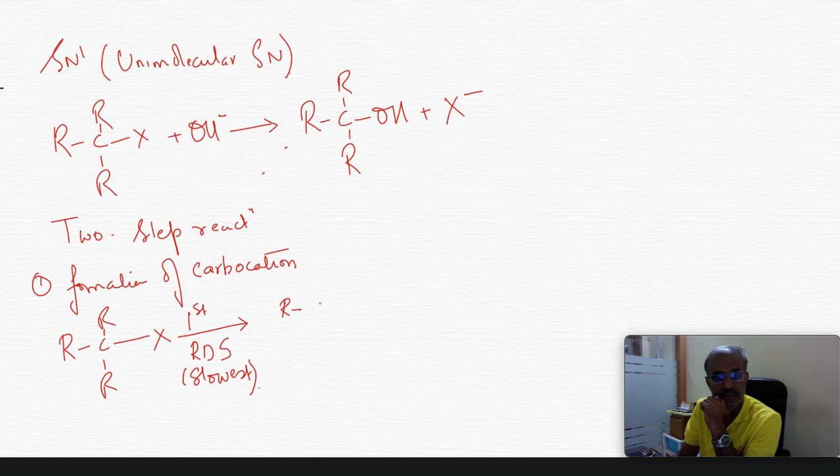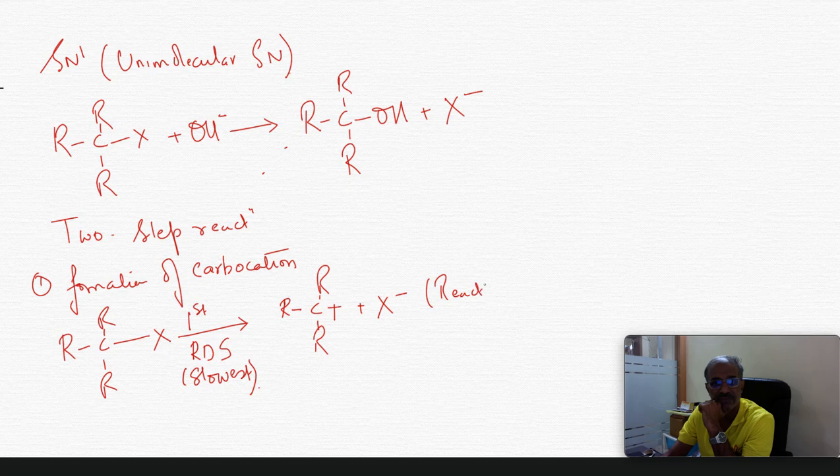R, C, R, R, and then plus X minus. So the first step happens to be the formation of a carbocation, right? And this is a reaction intermediate.